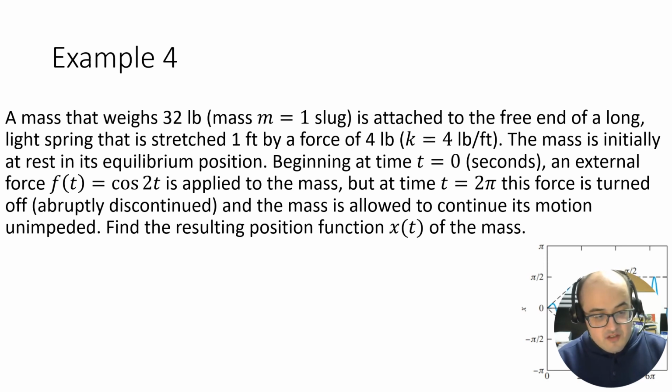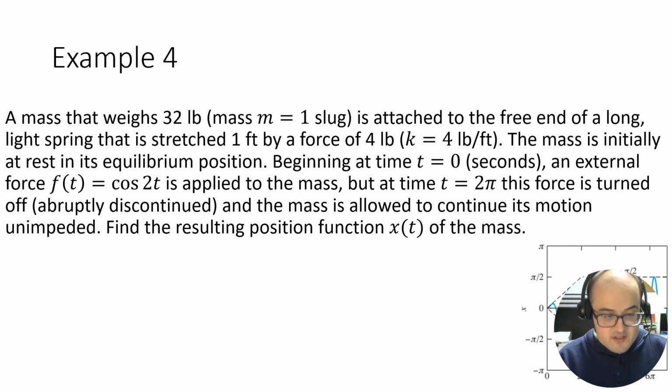An external force, f of t, is equal to the cosine of 2t, is applied to this mass, but at time t equal to 2 pi, the force is turned off, so abruptly disconnected, and the mass is allowed to continue its motion unimpeded. We want the resulting position function x of t of this mass.